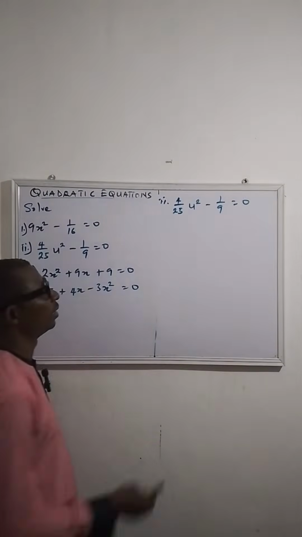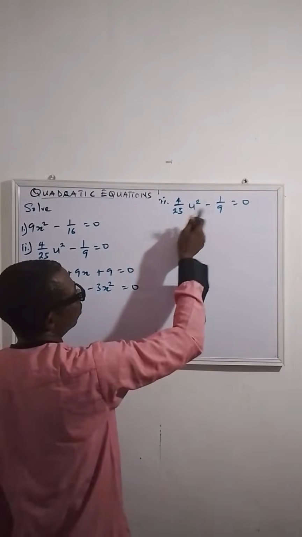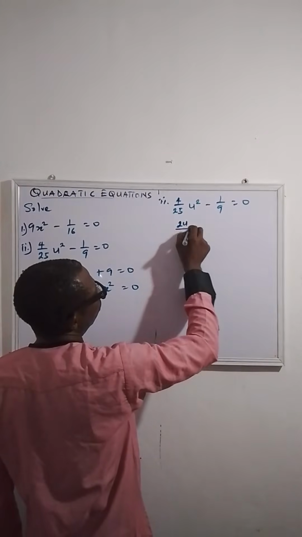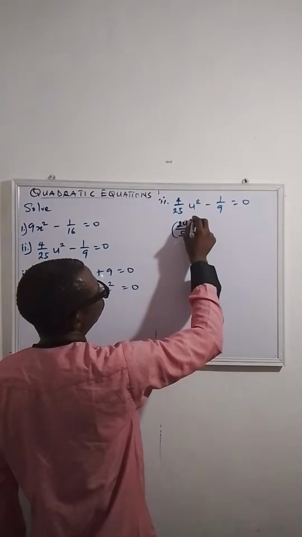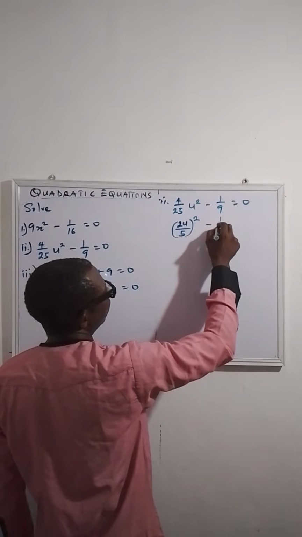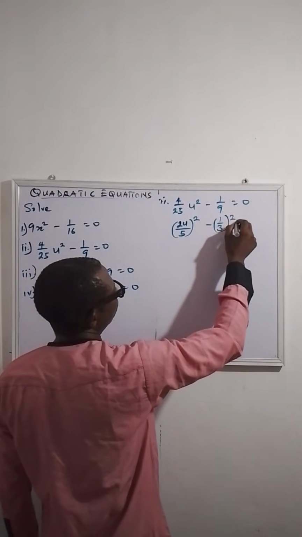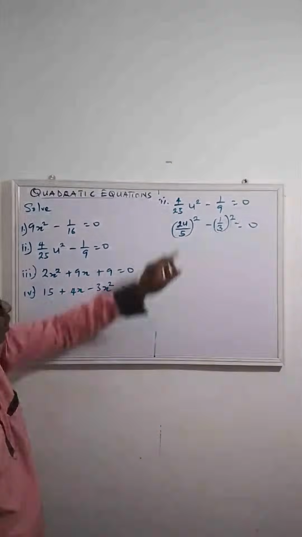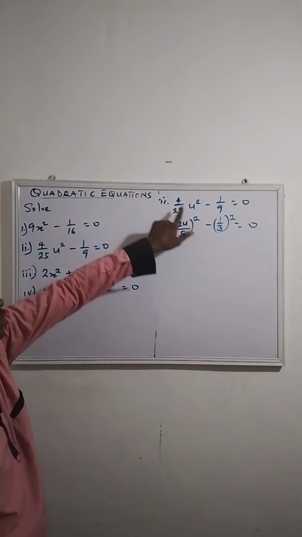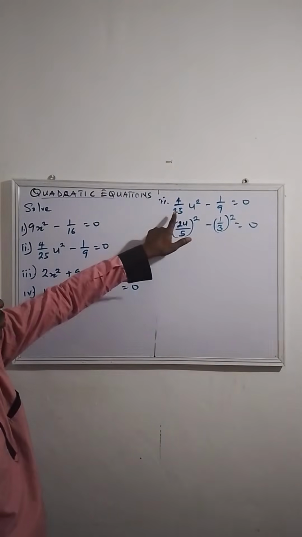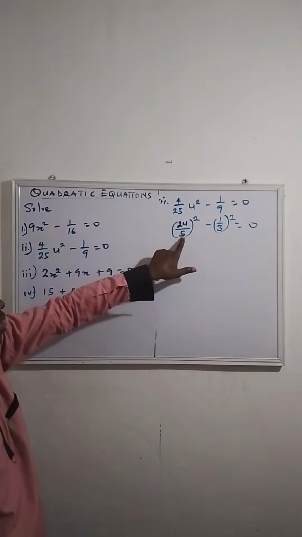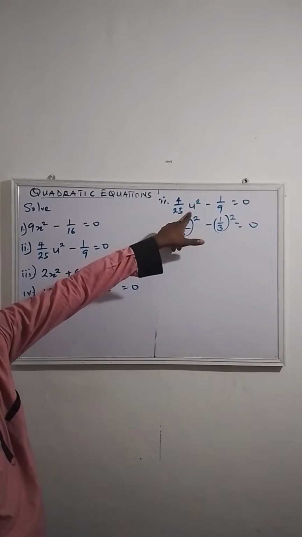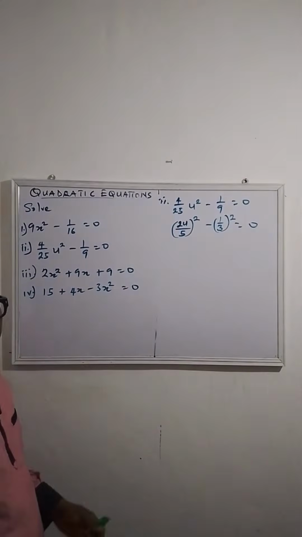Now look at this. This is a perfect square, this is a perfect square. So I can join everything together as (2u over 5) raised to the power of 2 minus (1 over 3) raised to the power of 2 equals 0. Now how did I get these? Because 2 times 2 is 4. Now this is in the denominator, so when you square 5, you have 25. And already we have u squared here. So that's what we have.